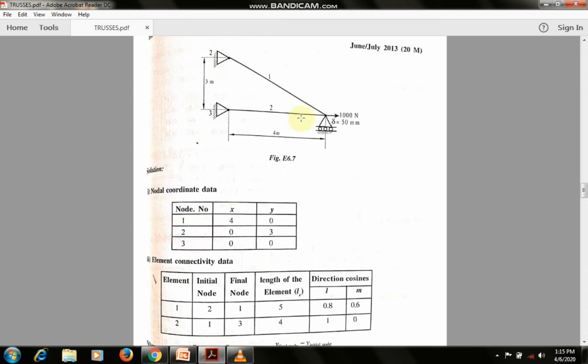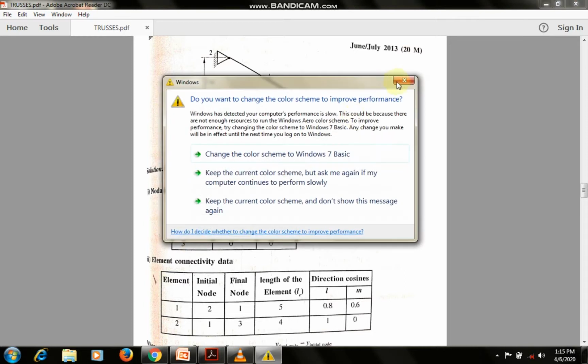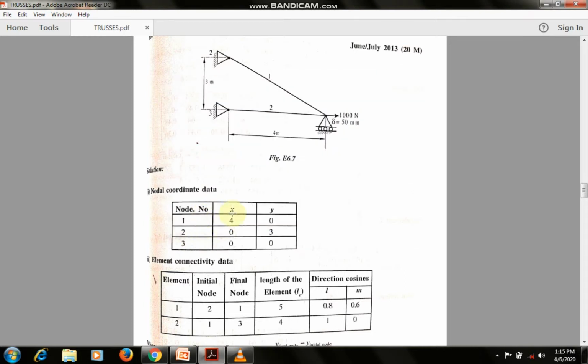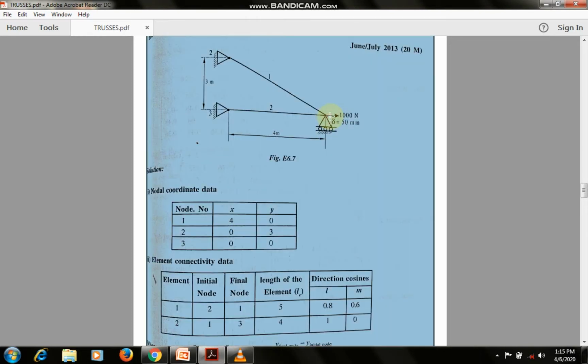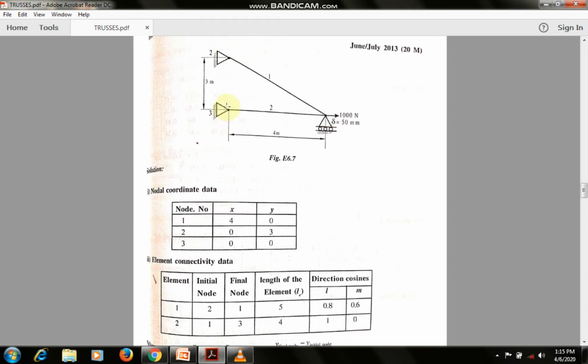Now there are 3 nodes here: first node, second node, third node. I will be writing those 3 nodes here, and after writing the 3 nodes, I will be writing the coordinates here. Now this is my first node here. I will be taking the leftmost node as the reference in each and every problem.